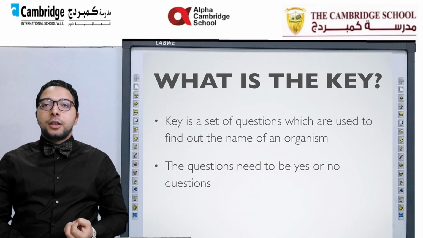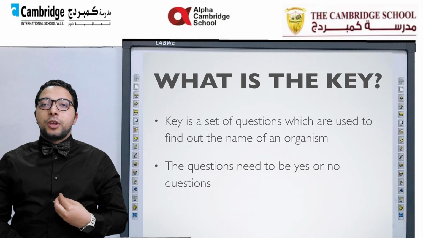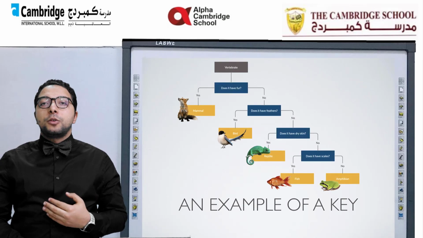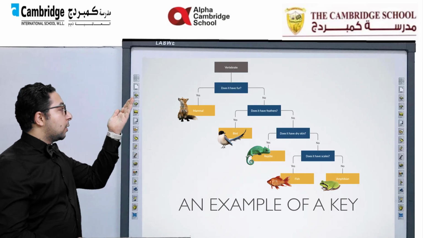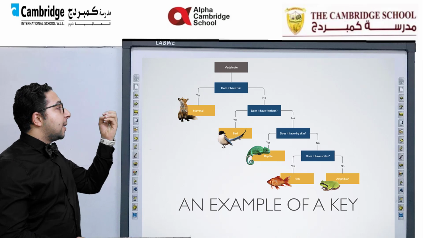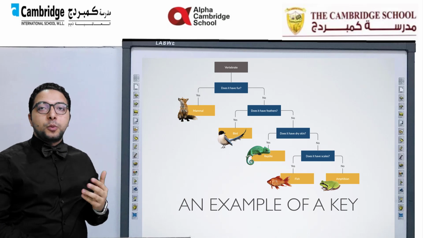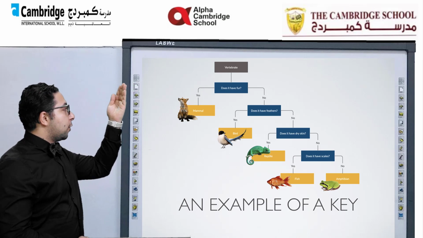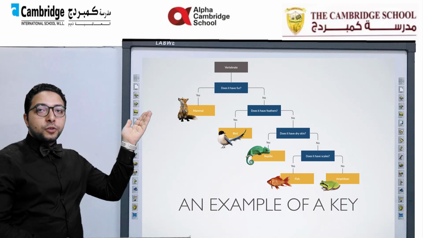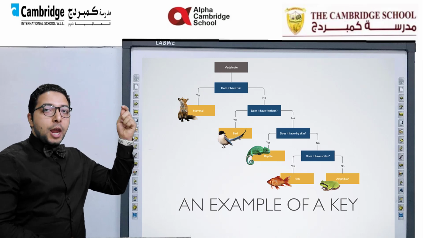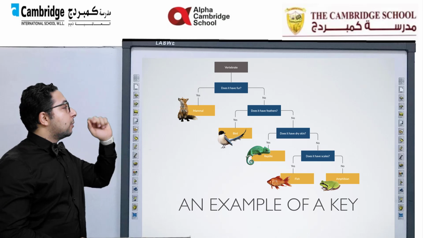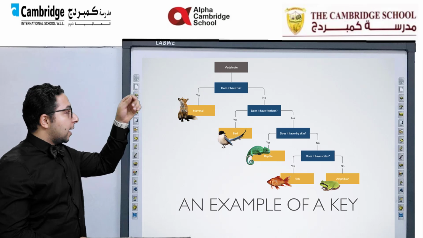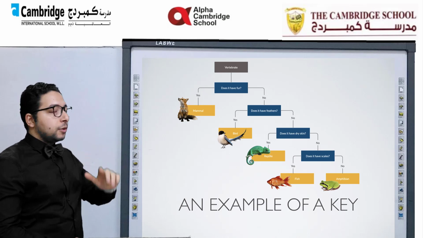As we have seen the criteria of the key, right now I'm going to take you through one of the keys which describe the differences between vertebrates. As you can see over here, we have classified the vertebrates based on the differences between them. So starting with the first question, does it have fur? We have two answers for this question, either yes or no. If the answer is yes, then we are talking about mammals. If the answer is no, this is going to take us to the second question, does it have feather?